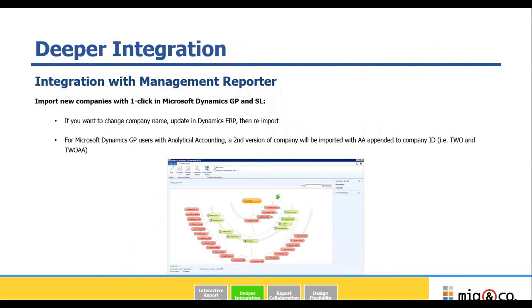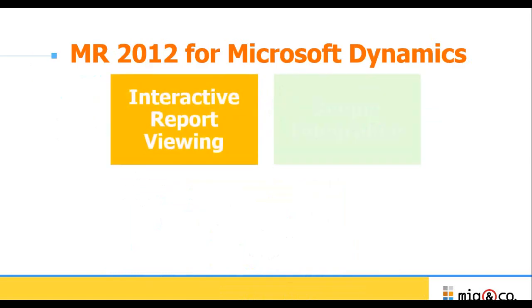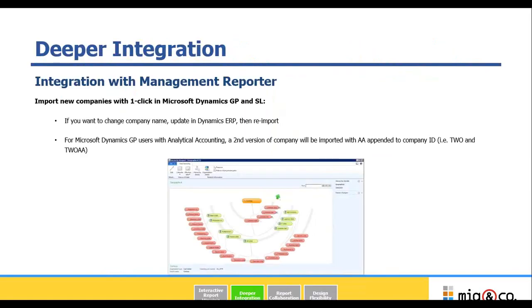You're also able to import new companies with one click of your Microsoft Dynamics GP, or if you're using Dynamics SL. If you want to change your company name, you can update it in Dynamics ERP and then re-import the reports and data. For your Microsoft Dynamics GP users, you can use this with analytical accounting. And if you do use this, a second version of your company will be imported with the AA appended to your company ID. For example, if you're using Fabrikam, it would show as the TWO or TWOAA if you're using the analytical accounting.